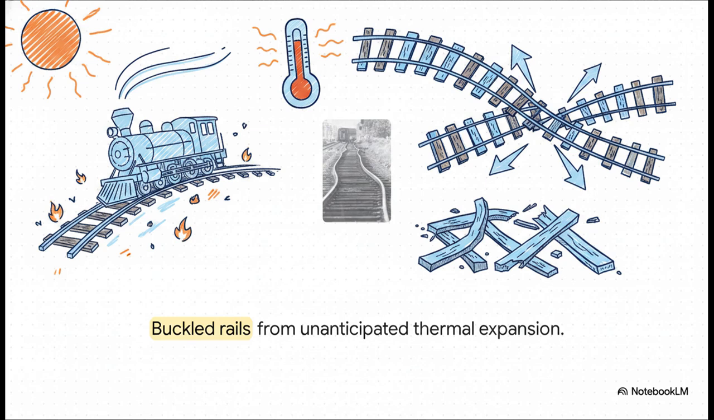I mean, just think back to the dramatic train derailment in New Jersey back in 1978. Unseasonably high temperatures caused solid steel rails to expand so much that they literally violently warped right out of their straight paths. It's a stark reminder of the immense, destructive power of unanticipated heat.